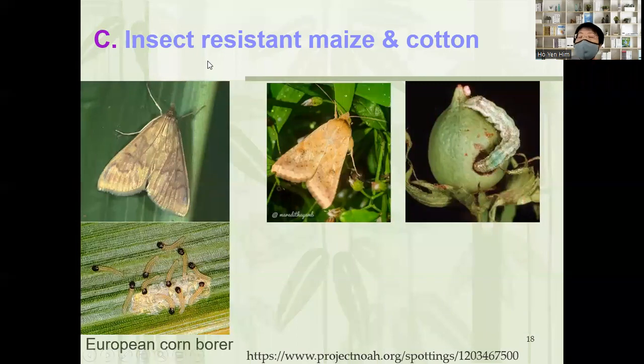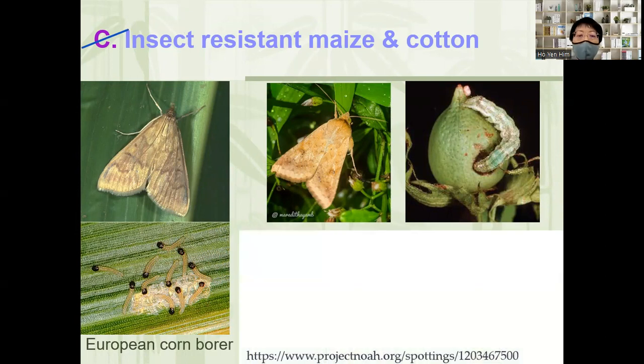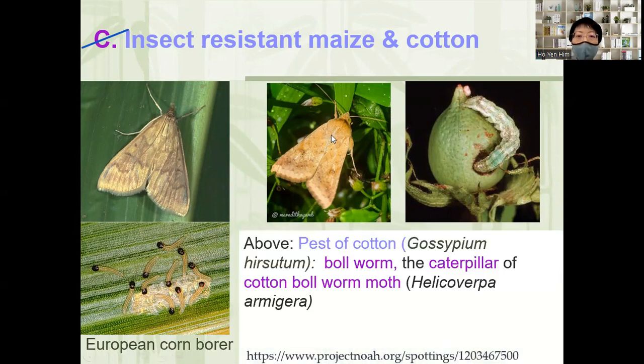So we have looked at the first example of GMO, which is the Atlantic salmon that grows very fast. The second example is the herbicide-resistant soybean. Now, the third example, which is the last example we're going to look at, is the insect-resistant maize and cotton. If you look at this picture that I'm showing you here, on the top picture, okay, is the pest of cotton.